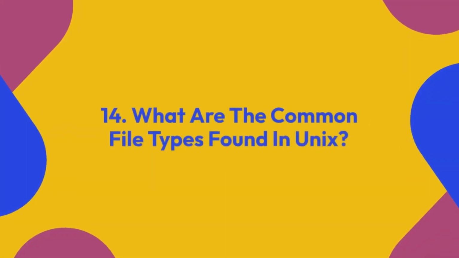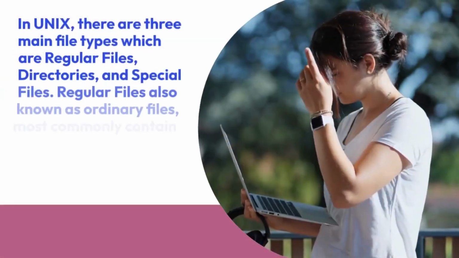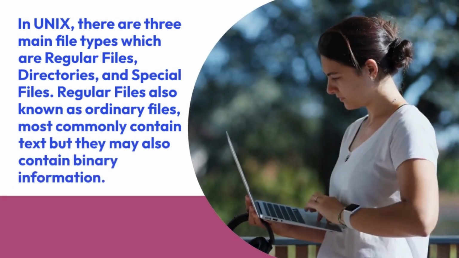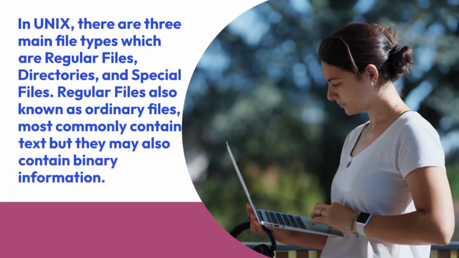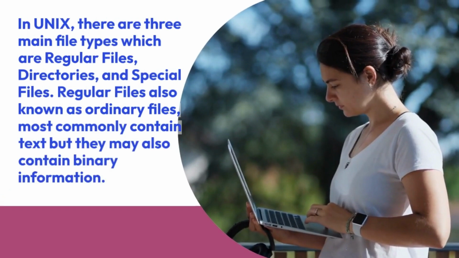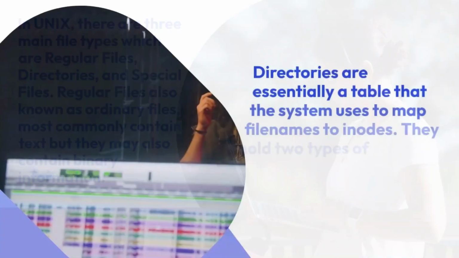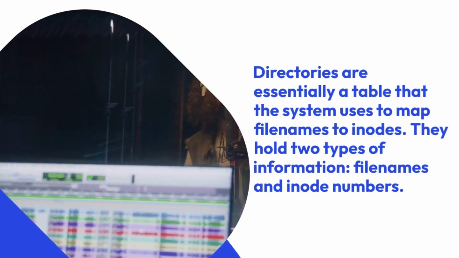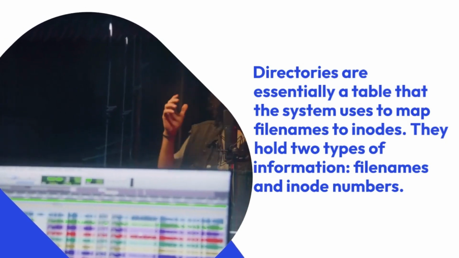14. What are the common file types found in Unix? In Unix, there are 3 main file types, which are regular files, directories, and special files. Regular files, also known as ordinary files, most commonly contain text, but they may also contain binary information. Directories are essentially a table that the system uses to map file names to inodes. They hold 2 types of information: file names and inode numbers.